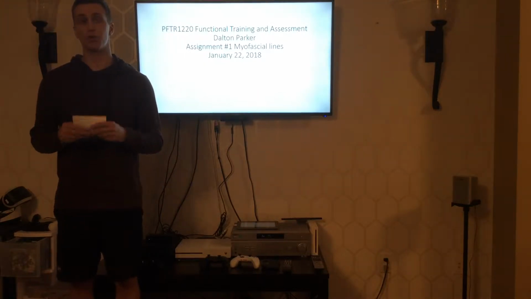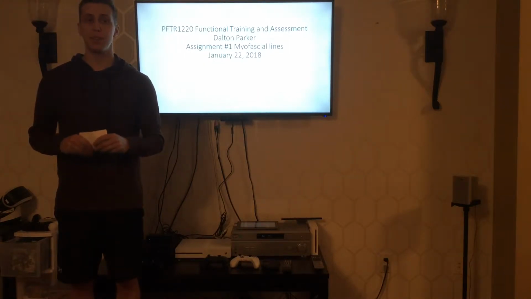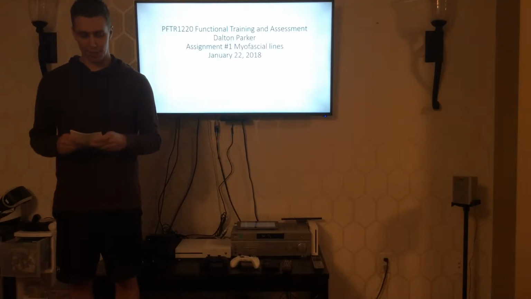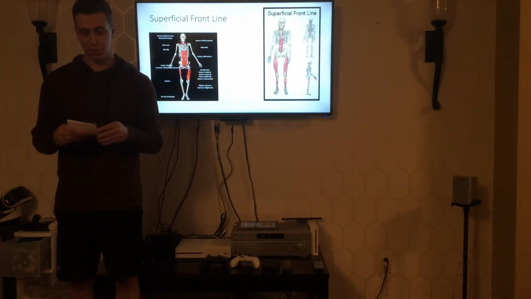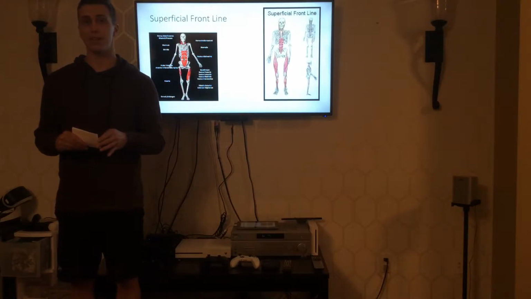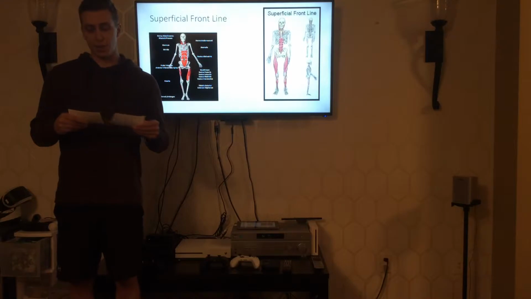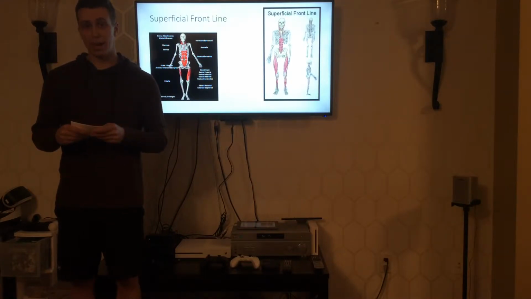Today we're going to be going over two things, the myofascial lines and functional lines. To start, we're going to go over myofascial lines. There are four of them: the superficial front line, the superficial back line, the lateral line, and the spiral line. Let's start with the superficial front line, or SFL.